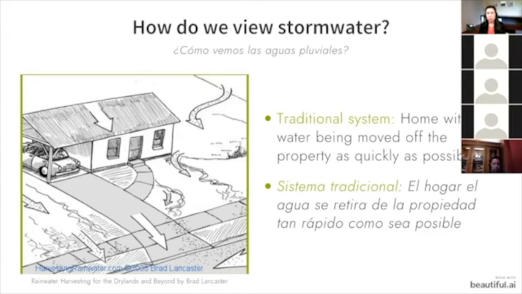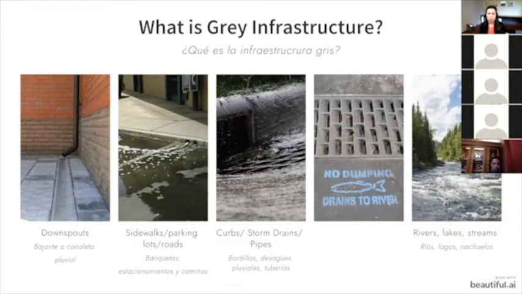And what that's translated to as far as gray infrastructure goes is we have the rain hitting a roof, going into a downspout, hitting our sidewalk and parking lot, going into our curb and gutter system. And then I'm sure you've all seen these drains that say they go straight to the river, and then they go into our rivers. So that is what gray infrastructure looks like. It's all concrete or impervious surfaces that are being used to move stormwater, in addition to our piping systems to move stormwater out into our rivers.